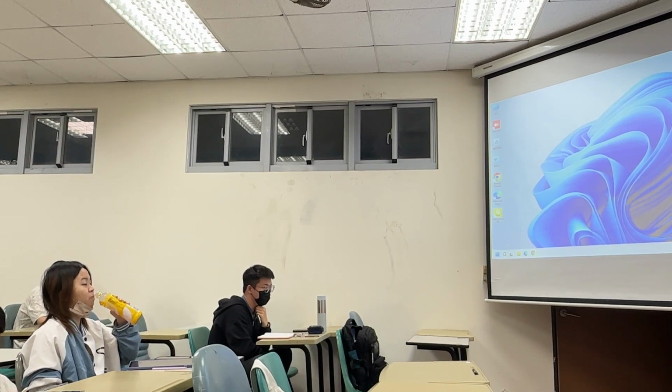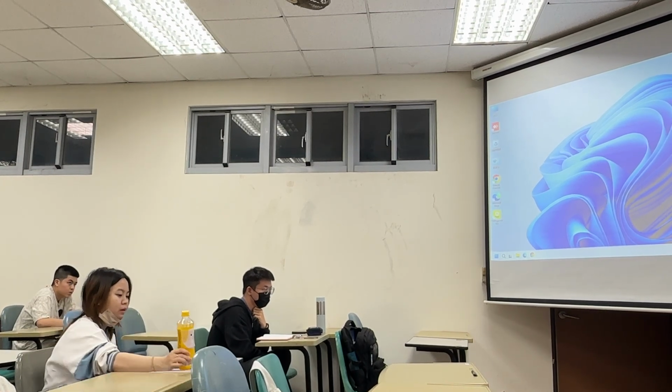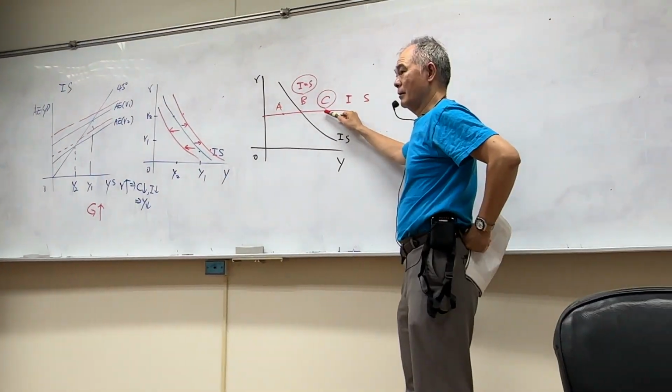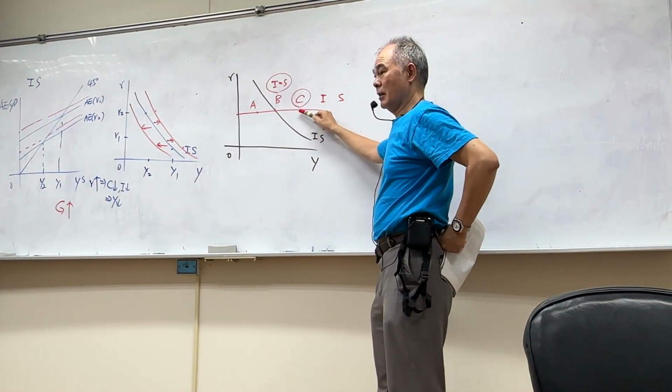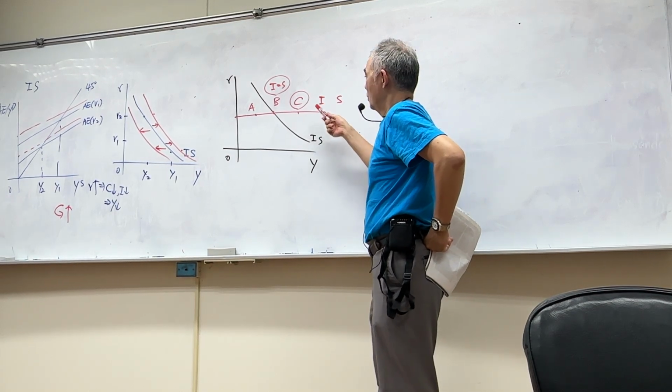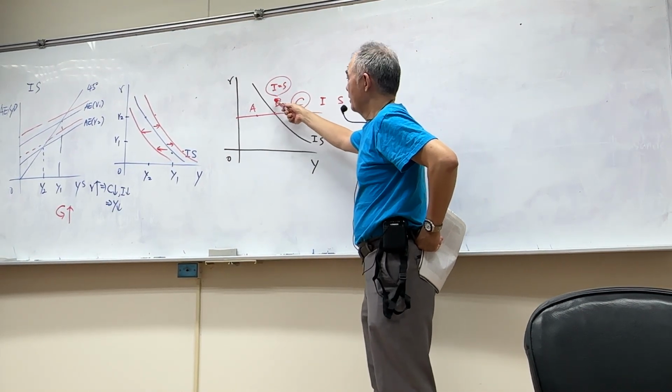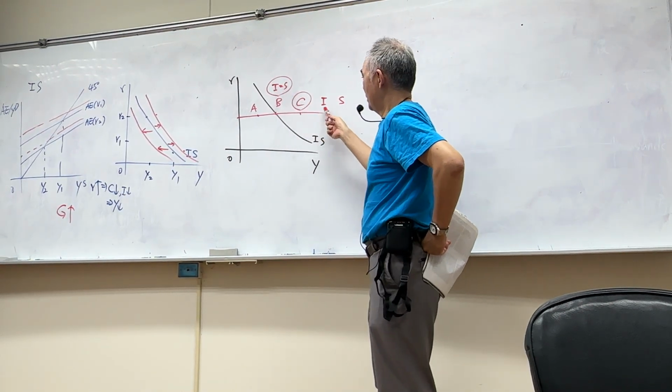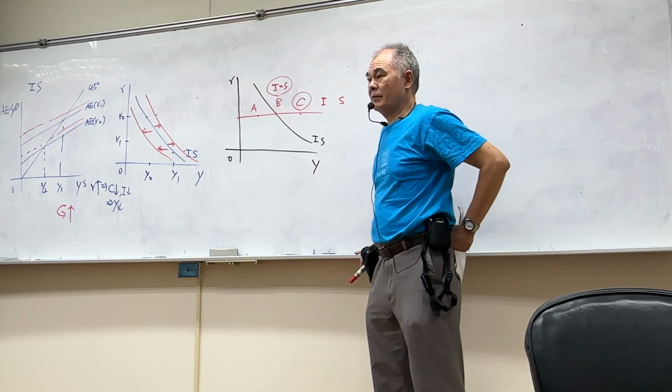Right. To make it easier, because we only have two variables. One is R, the other is Y. So I is the same. What about the other one? This one, C, the income is larger, right? And so at point B, I is equal to S. What about C? What would that be?